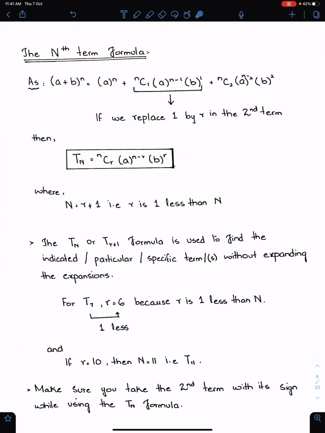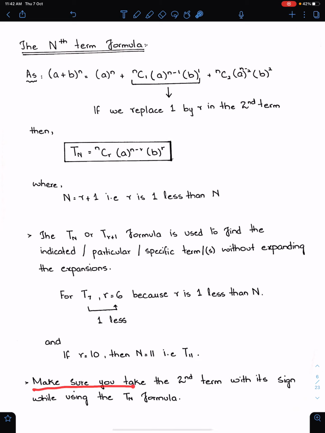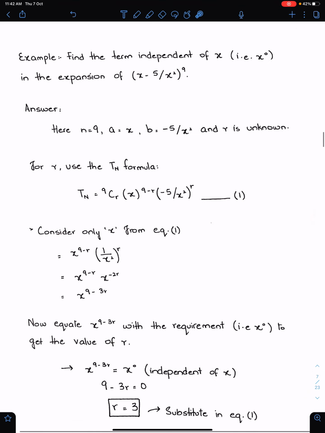And this is very important. Make sure you take the second term with its sign while using the Tn formula. Means the second term is negative here, so you have to take the second term with its sign while using the Tn formula.